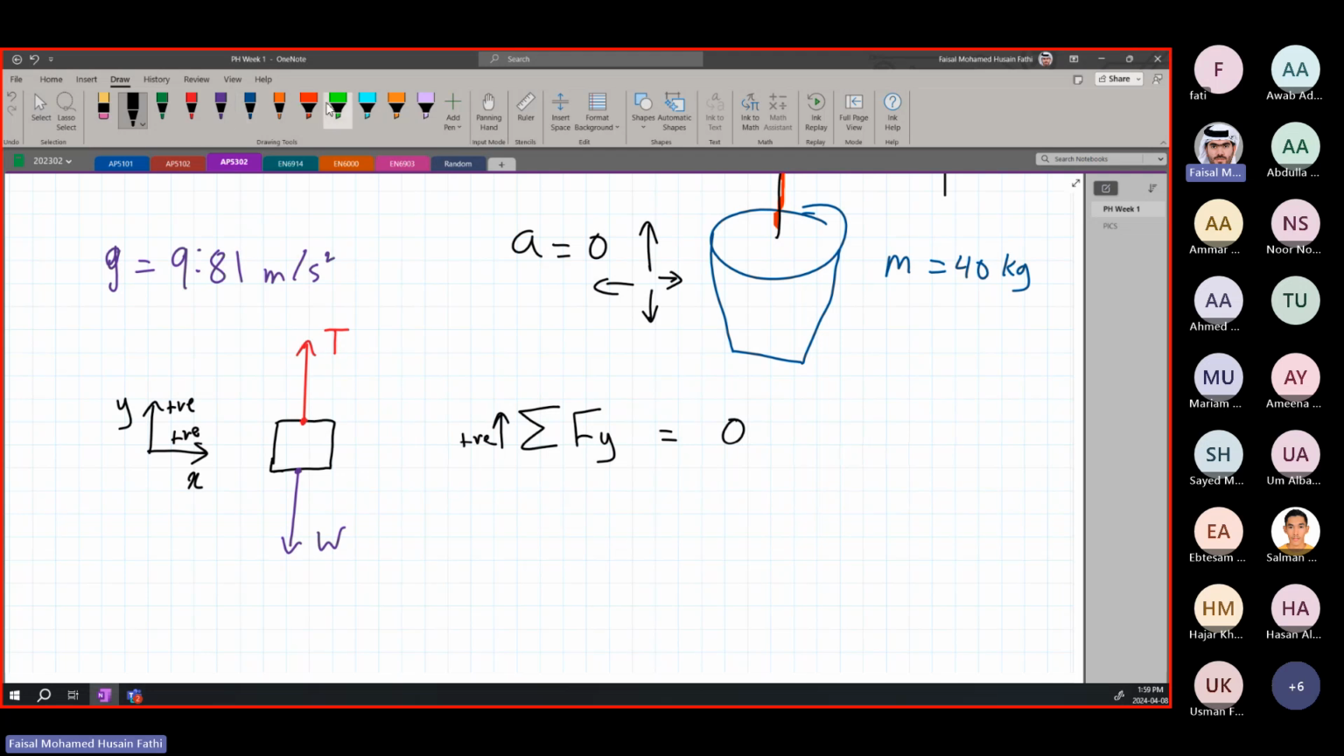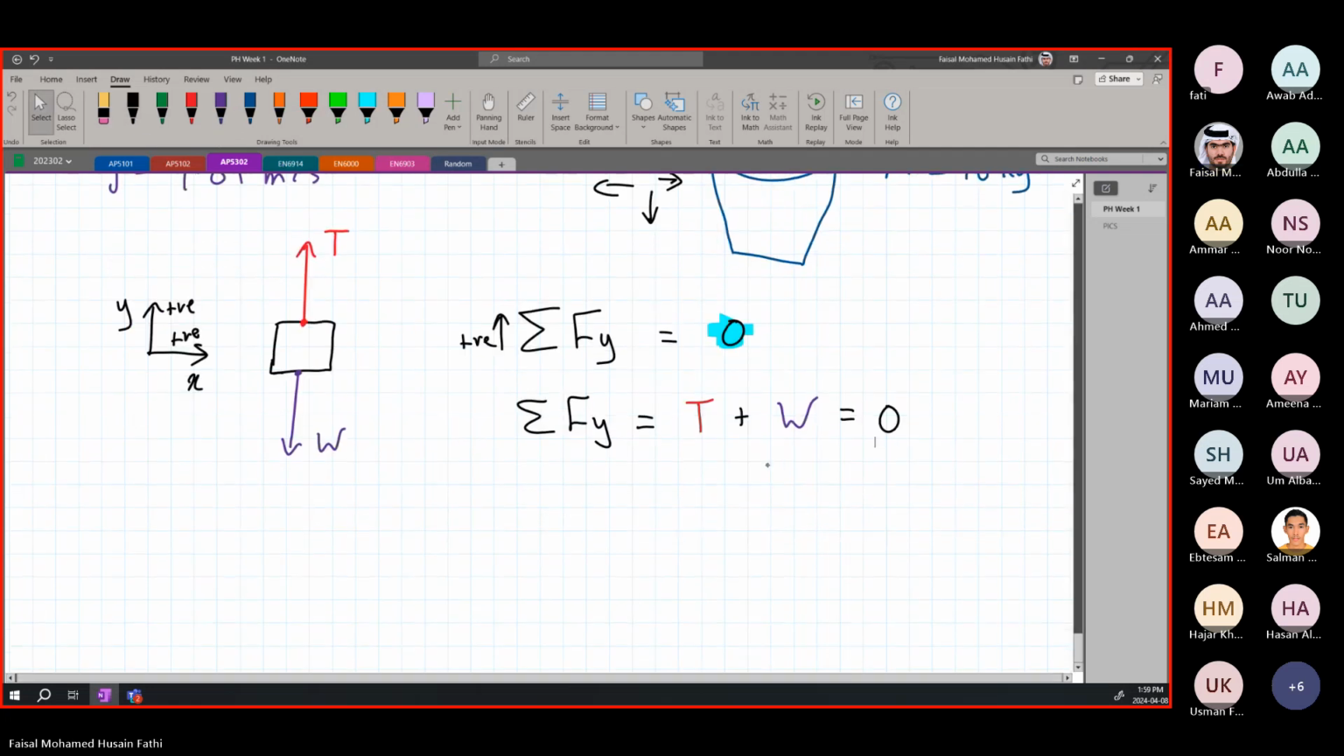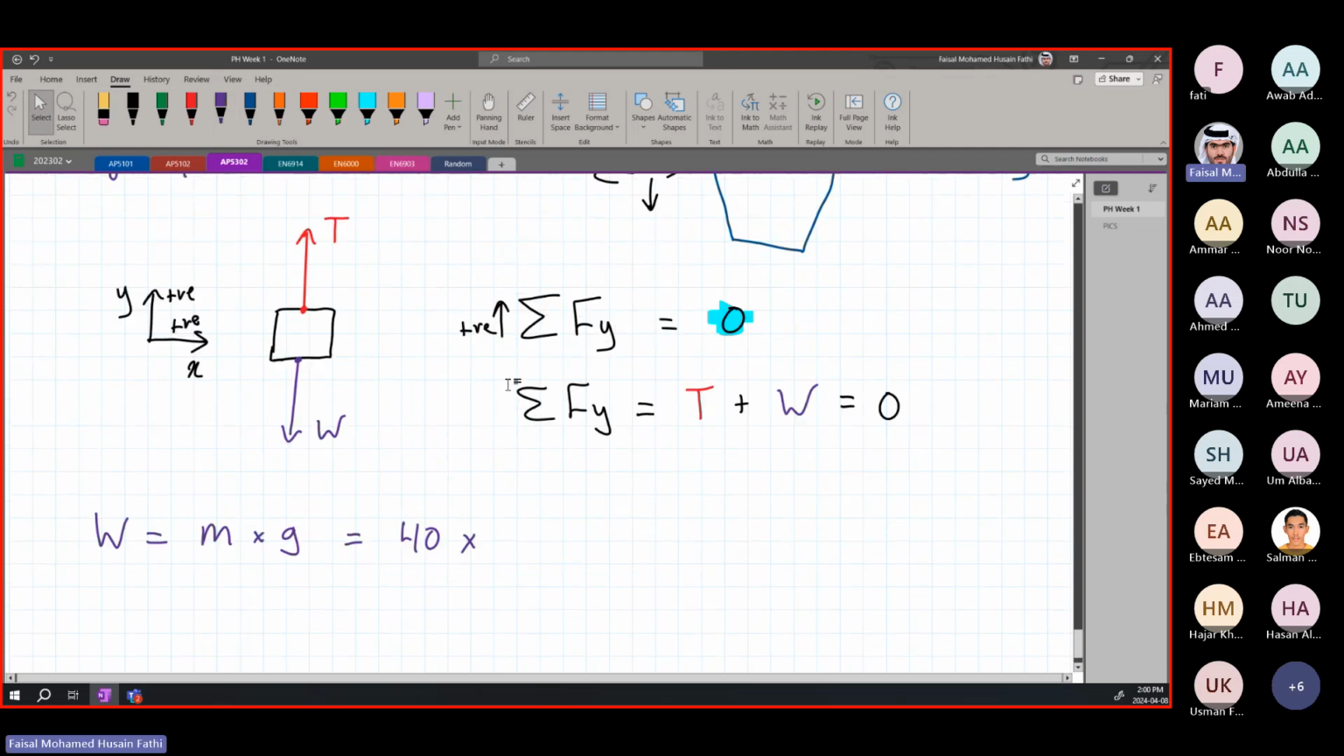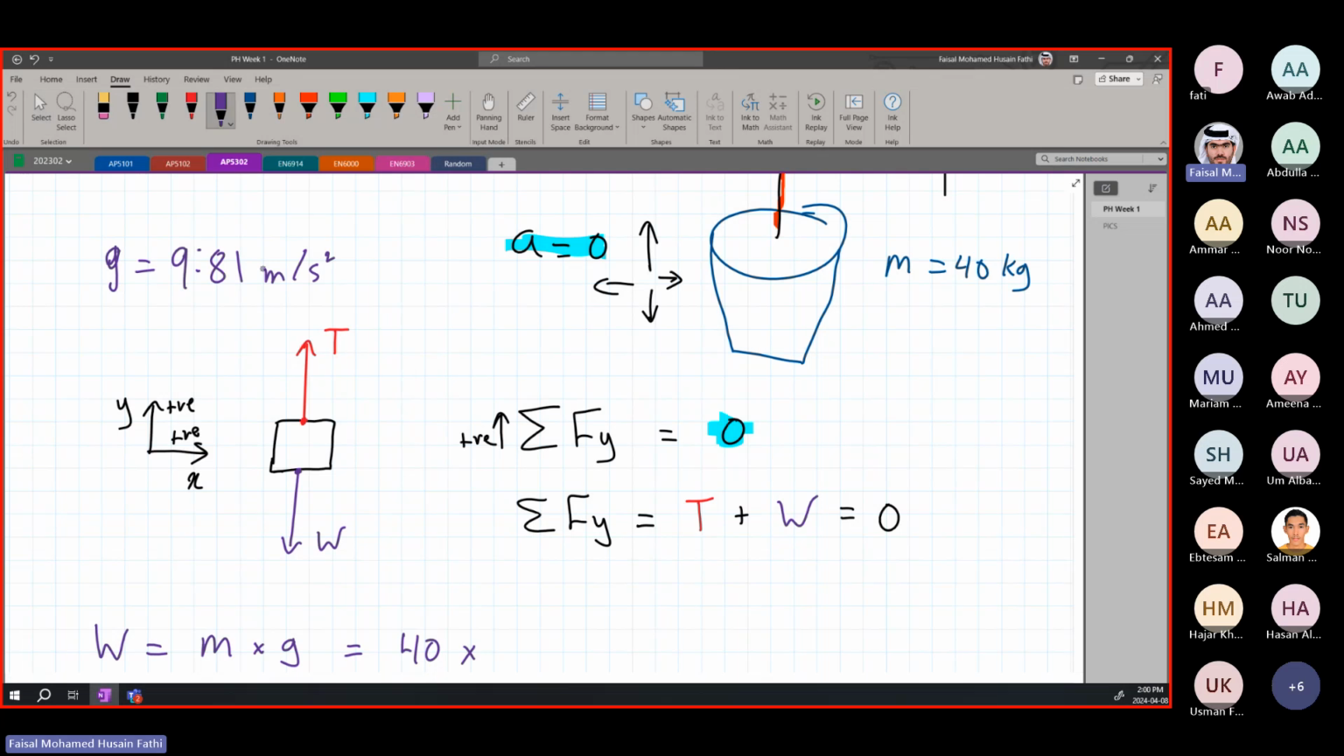And it's going to equal 0. Why? Because acceleration is 0. There is no acceleration, so the sigma Fy is equal to 0. So sigma Fy is also equal to what? T plus W, right? And these are going to be equal to 0. What is the weight? The weight is equal to m times g, where the mass is given to be 40 kilograms, times the gravity of 9.81, but keep in mind gravity is in the downwards direction, so it's going to be minus.